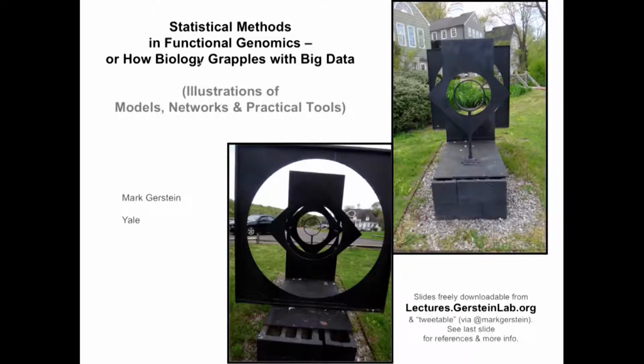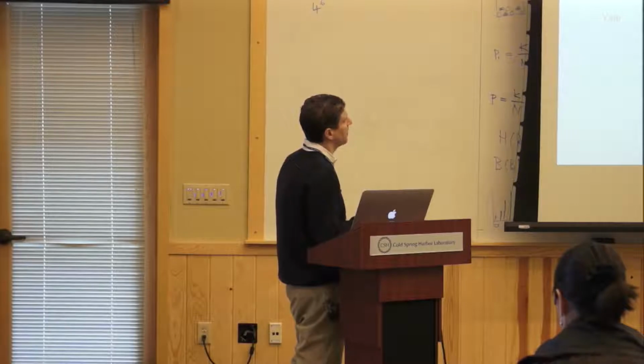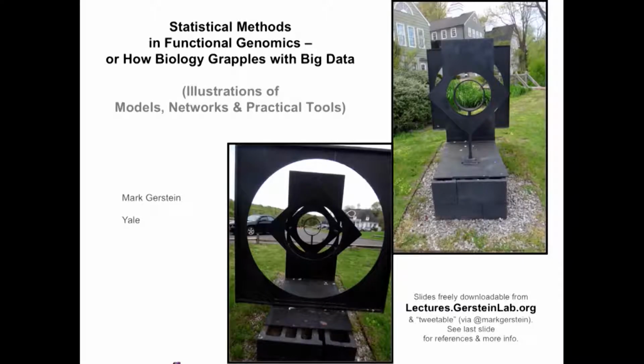And so what I'm going to talk to you about today is, first, I'm going to give you my little take on statistical methods for functional genomics, and basically my take is that this is the way biologists grapple with large amounts of data. That's what these statistical methods do. After I give you a little perspective, I'm going to talk to you about illustrations of this: models, networks, and some practical tools.